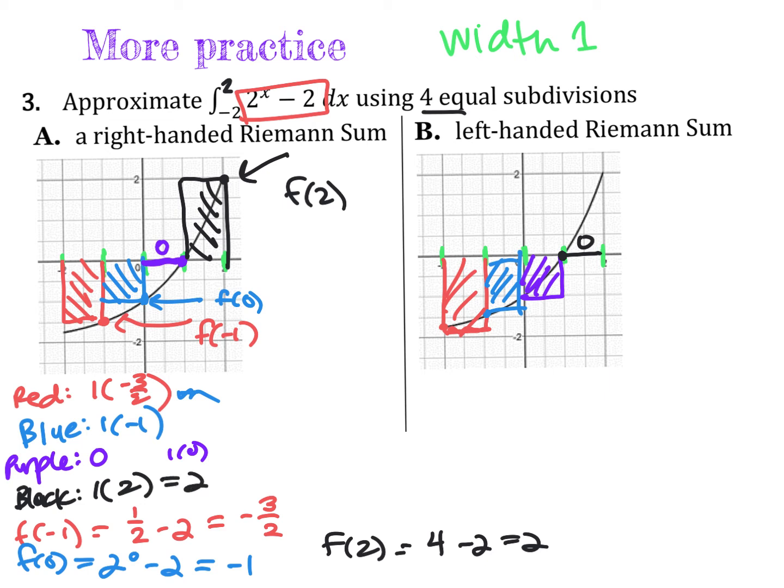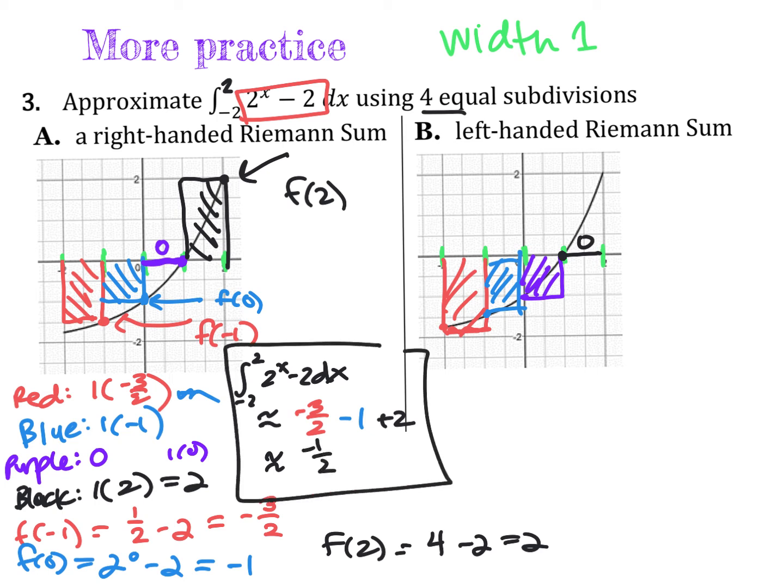So if I'm approximating the area under the curve, so the integral from -2 to 2 of 2 to the x minus 2 dx, I'm saying that that area is approximately -3/2 minus 1 plus 0 plus 2. And if I was going to simplify this, so that area is approximately -1/2. So this is our approximation, and I'm going to say units squared. This is our approximation using a right-handed Riemann sum. Go ahead and pause the video and work through the left-handed Riemann sum on your own.